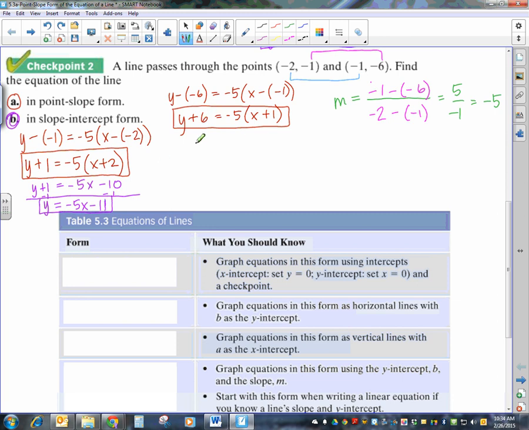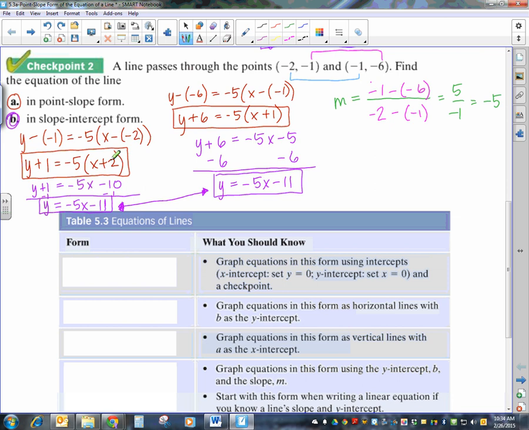All right, let's do this one. Y plus 6 equals negative 5x minus 5. Subtract 6 from both sides. And if you haven't seen already, y equals negative 5x minus 11. So you get the same thing. Slope-intercept form, all right, these are the same. Doesn't matter what our point slope started with, because I can choose any point to go through.